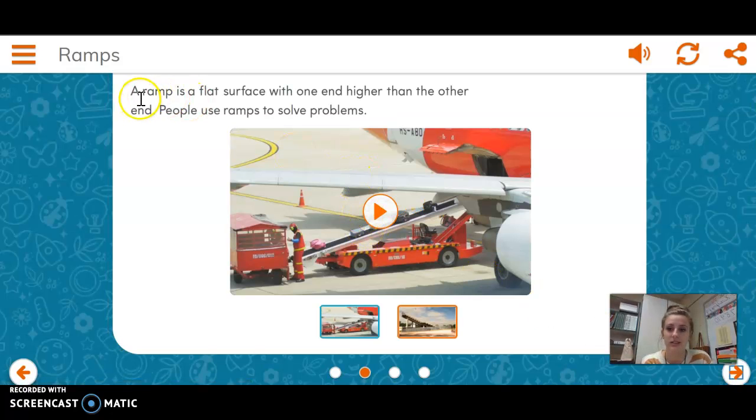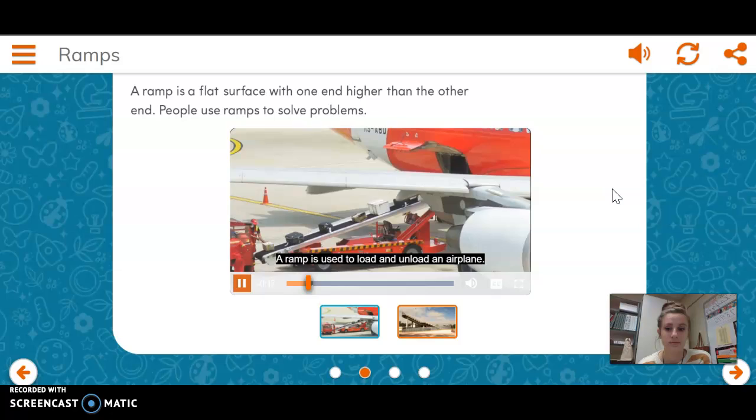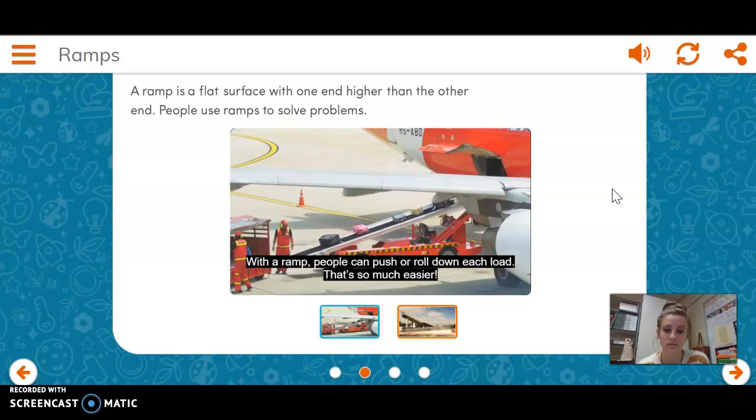A ramp is a flat surface with one end higher than the other end. People use ramps to solve problems. A ramp is used to load and unload an airplane. Without a ramp, people would have to lift and carry each heavy box and package. With a ramp, people can push or roll down each load.